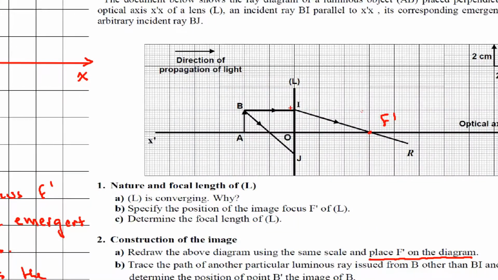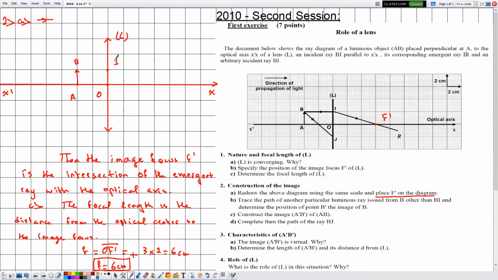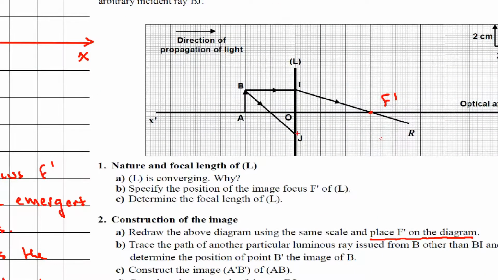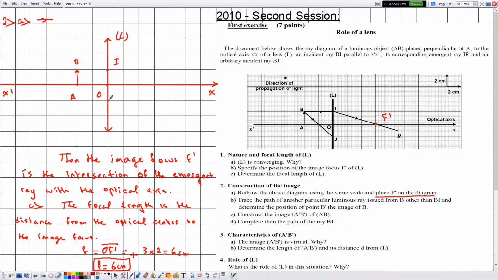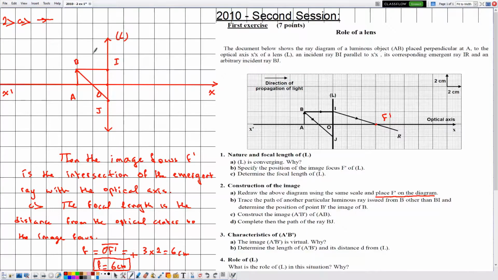Now the point I is located 1 division on the lens upward, so this is the point I. And the point J is located 1 division downward on the lens L, this is the point J. And so BI is an incident luminous ray, and BJ is another arbitrary luminous ray incident on the lens L at the point I. And we don't forget arrows on light rays that indicate the direction of propagation of light.